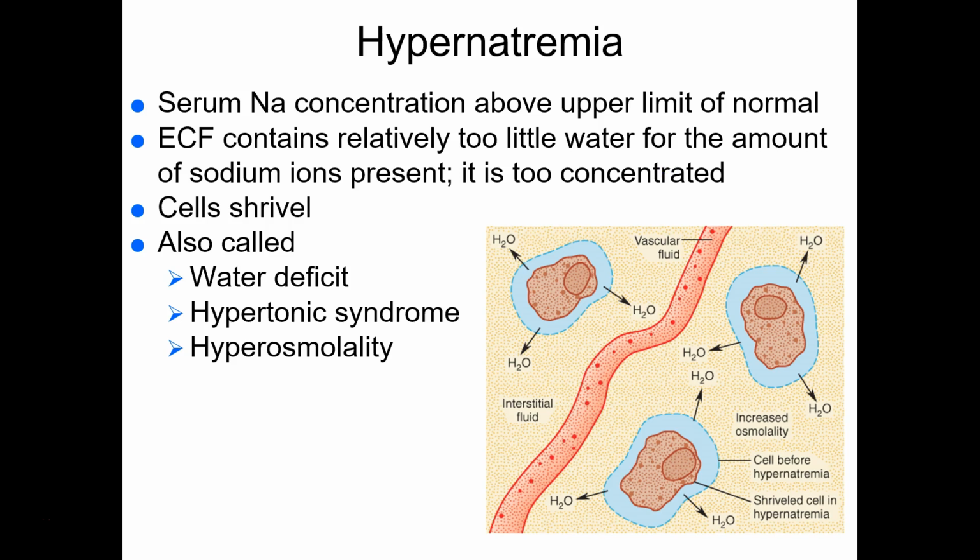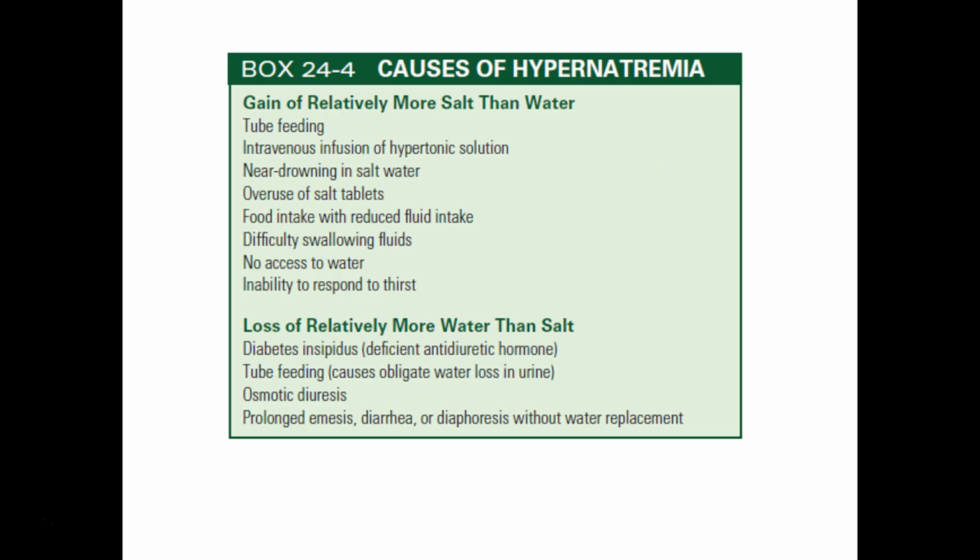Hypernatremia, we have too much sodium, or we don't have sufficient amounts of water that can happen. And so again, causes for hypernatremia, we either have too much salt and not enough water, or we've lost excessive amounts of water, causing our salt concentration to be too high. So go through and take a look at what can lead to those different things occurring.